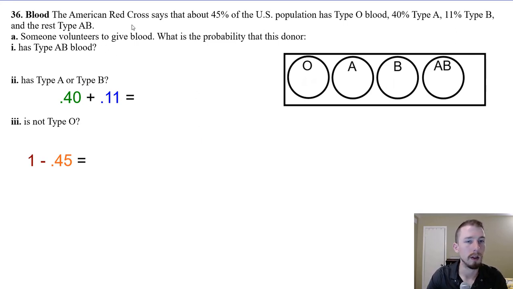All right, the American Red Cross says that 45% of the U.S. population has type O blood. So I'm going to go ahead and fill that in. 40% has type A, 11% type B, and then the rest is AB.